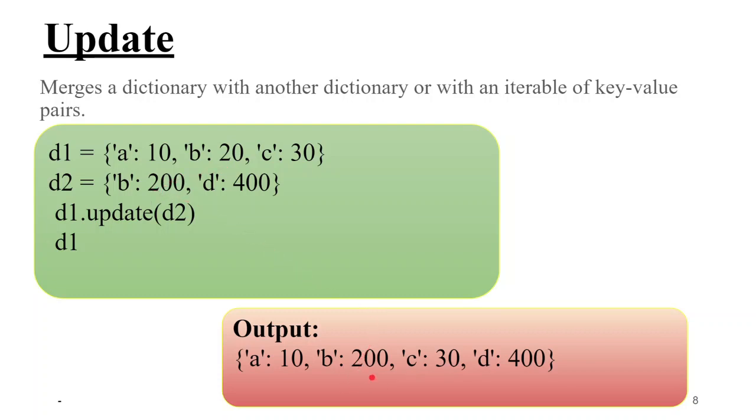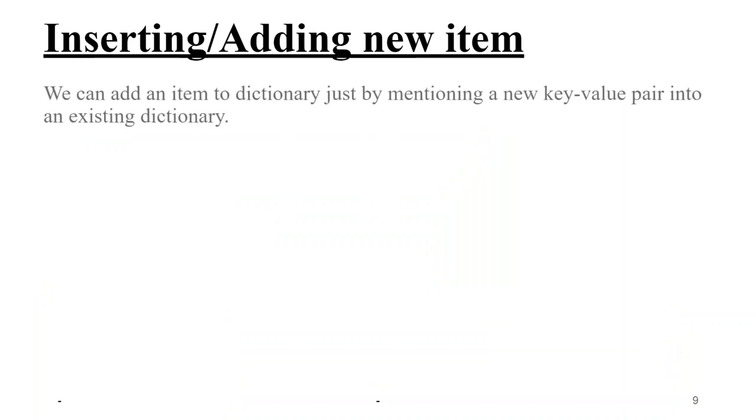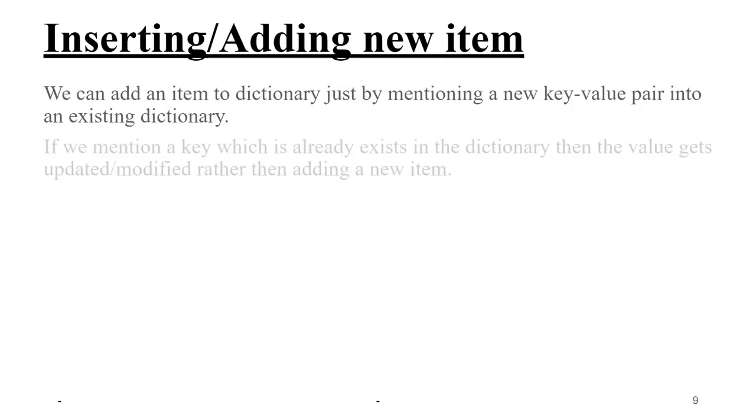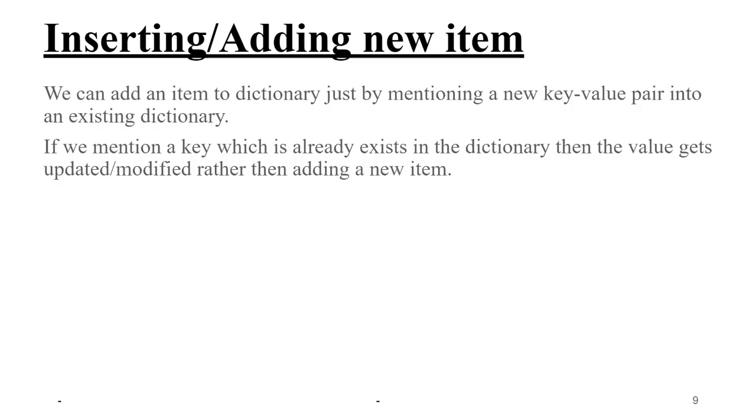So this is an output after adding the dictionary D2 to D1. Then we can similarly add an item to the dictionary just by mentioning a new key value pair into an existing dictionary. So if you mention a key which already exists in a dictionary, then the value gets updated or modified rather than adding a new item.